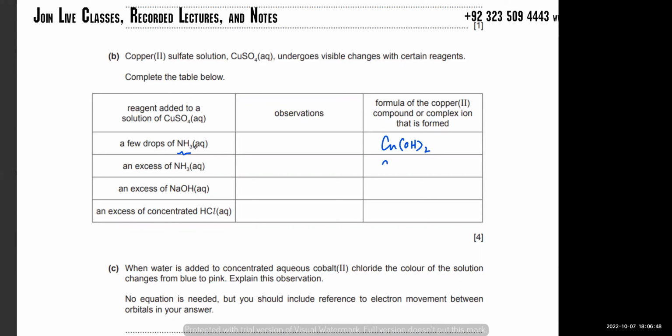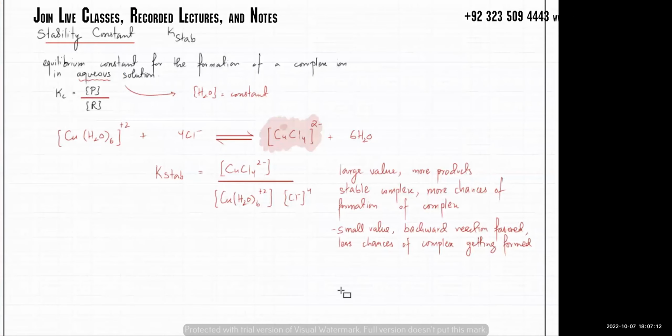Copper with excess ammonia is going to get surrounded by NH3s, 6 of them, or maybe a few NH3s and a few water molecules. Copper with NaOH would also result in the formation of copper hydroxide, which is a pale blue precipitate. Copper with Cl is CuCl4 2-. So whatever we studied here, exactly the same thing would be over here.